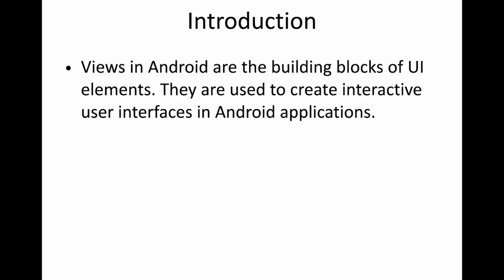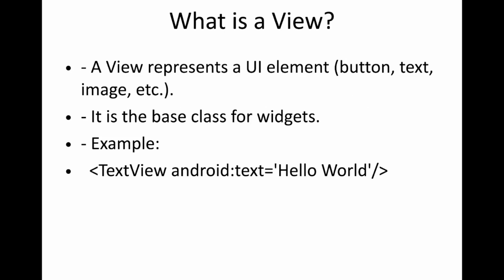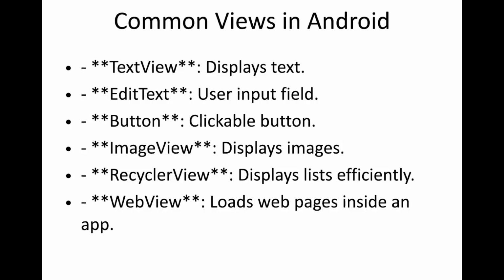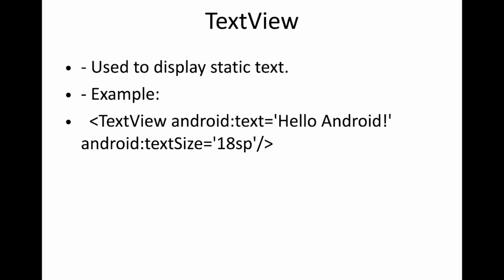Next is views. So what are views? Views in Android are the building blocks of UI elements. They are used to create interactive user interfaces in Android applications. So see some views: button, text view, image view. These are views, the base class for widgets. Example: text view, android:text hello world. Common views: text view displays text; edit text, a user input field, here it will take input; button, a clickable button; image view displays images; recycler view displays lists efficiently; web view loads web pages inside an app.